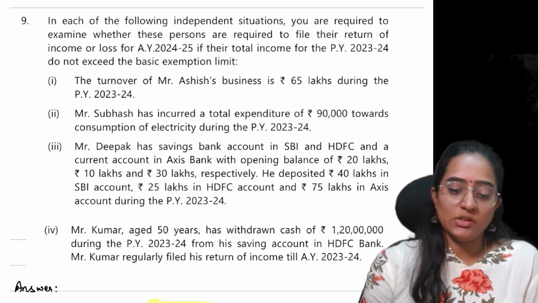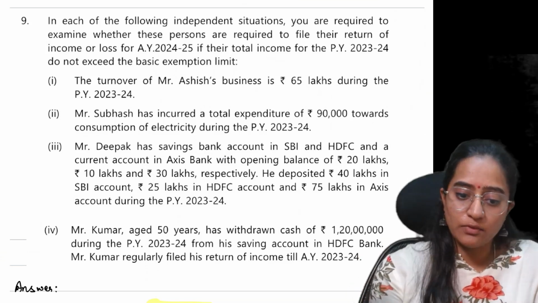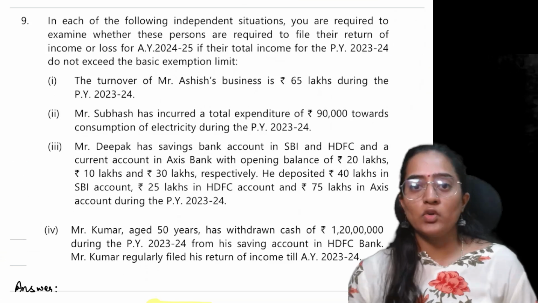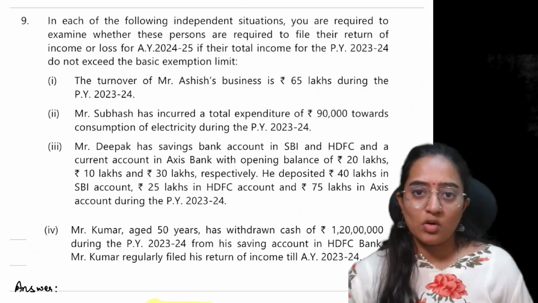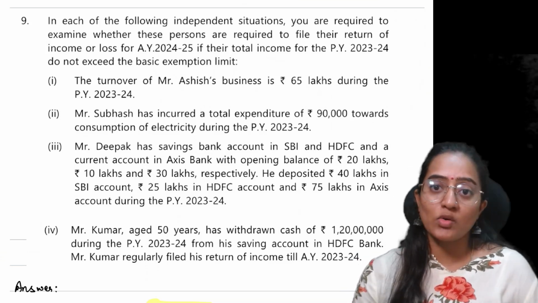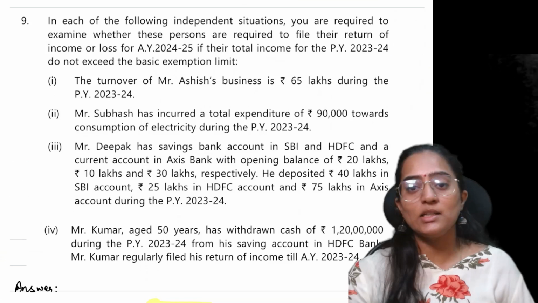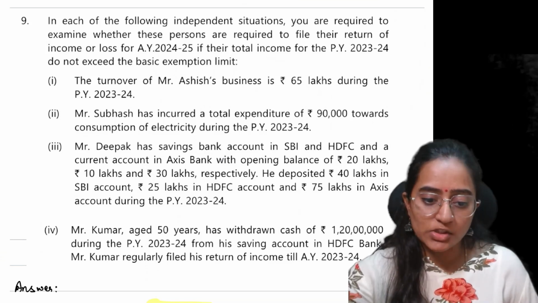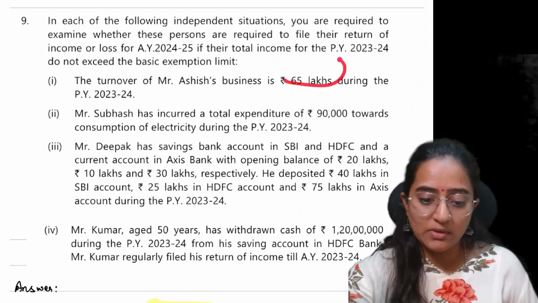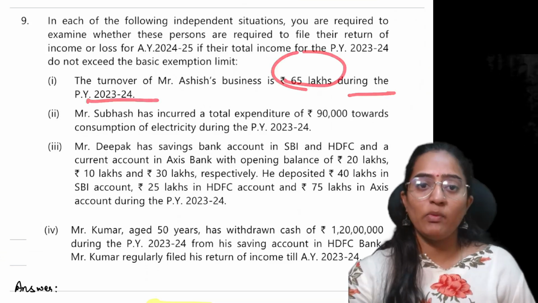So the next question, question number 9. In each of the following independent situations, you are required to see whether the person is required to file. These three persons are required to file their return of income or loss for AY 24-25 even if their total income for the PY does not exceed the basic exemption limit. Okay, fine. The turnover of Mr. Ashish's business is 65 lakh during the PY 23-24.